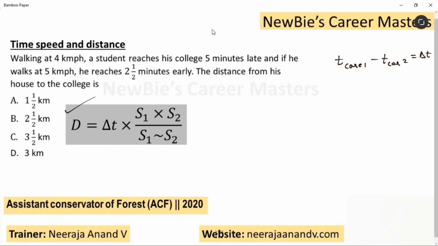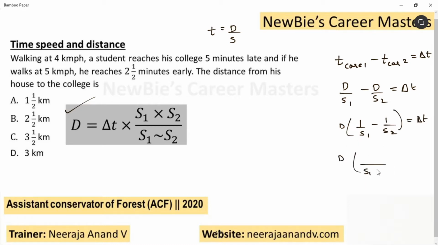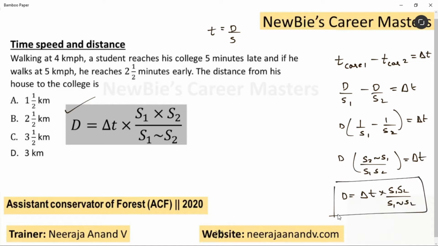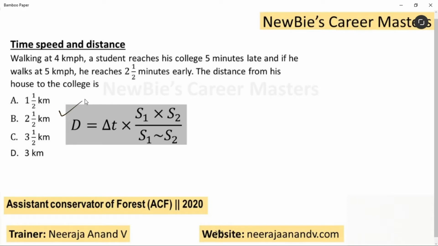Am I clear? Then, what is the time formula? Time formula is distance divided by speed. Let's take d divided by s1, speed 1, and d divided by s2, speed 2, is equal to delta t. Let's take d common. We get 1 by s1 minus 1 by s2 is equal to delta t. Am I clear? Now, if we solve this part, we get (s2 minus s1) divided by s1 s2 is equal to delta t. That means d is equal to delta t into s1 s2 divided by the difference of s2 and s1. Am I clear? This is the formula. I hope this is clear. Newbies, this is a wonderful formula that we can use to solve this pattern of questions. The formula is delta t into s1 into s2 divided by the difference of s1 and s2.